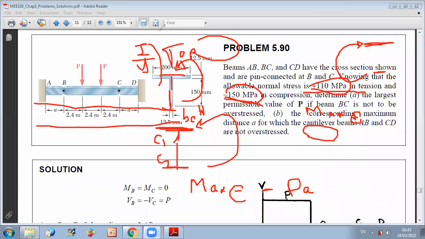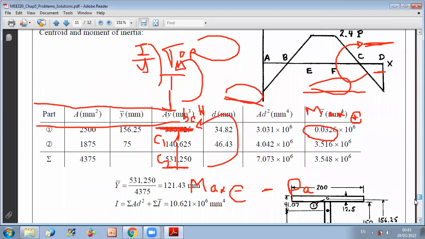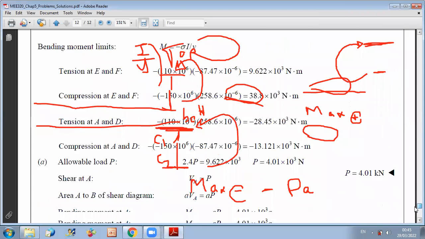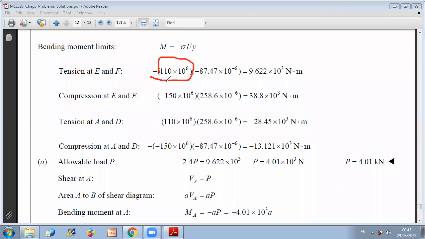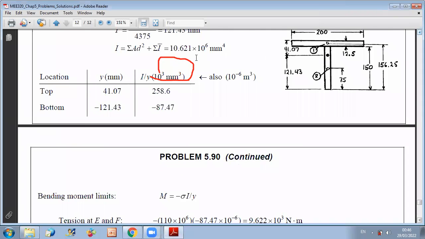So if you go back to your calculation, whenever I'm considering maximum bending moment with the value of tension, the allowable stress to not exceed is 110 times 10 to the power 6, and tension is taking place at the bottom. So I consider I over Y at bottom level, and in this table, I already calculated I over Y at bottom and I over Y at top.